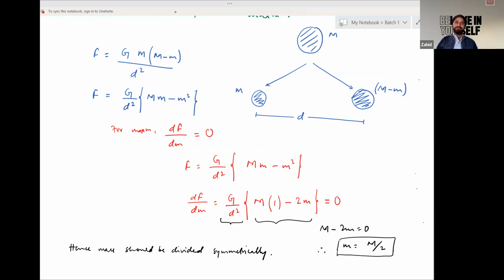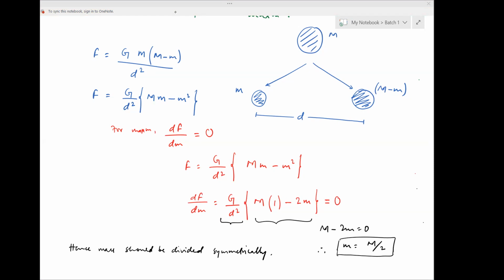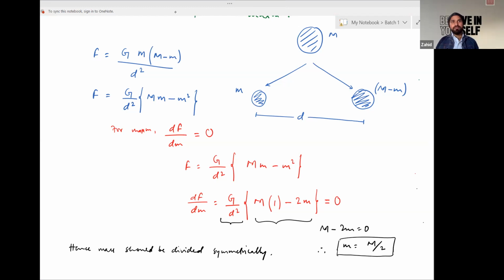You all have written? Yes, sir. Any doubt till this part? No, sir. So let's stop here. In the next class, we'll start gravity and Kepler's law. Okay?